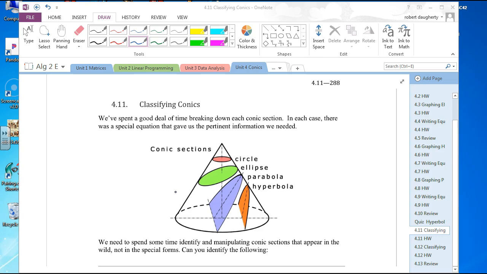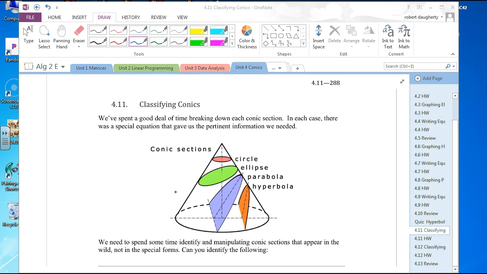So let's talk about what we need to talk about today. So what we're doing today is not a whole lot of new, but we're bringing everything together because the unit test coming up is going to be on circles, ellipses, hyperbolas, and parabolas. All of them jumbled together, and you got to tell which is which, okay?